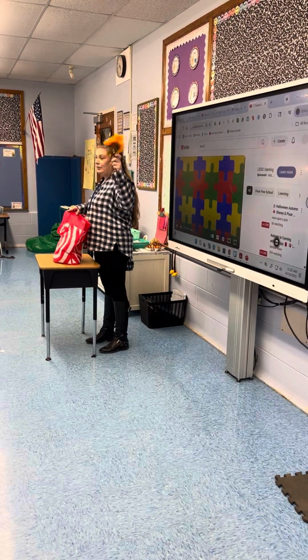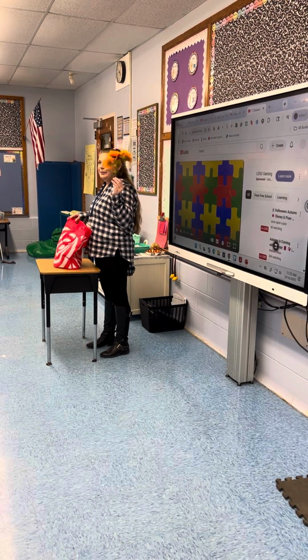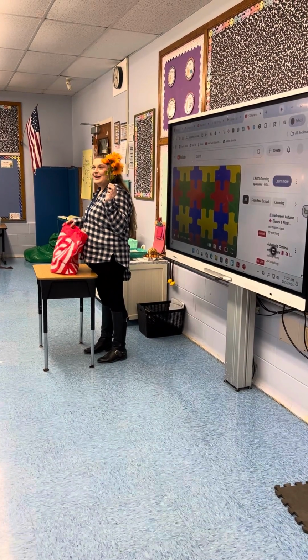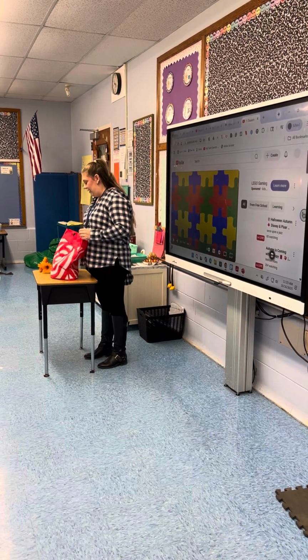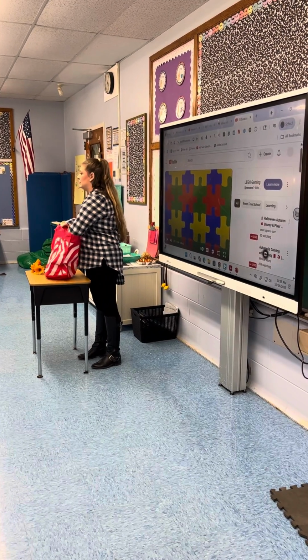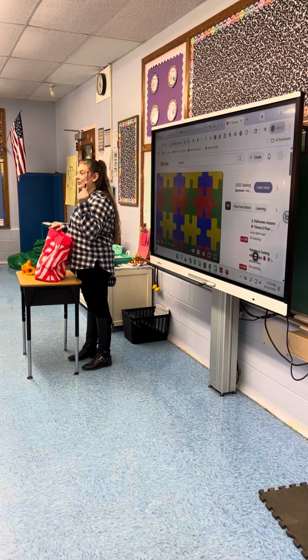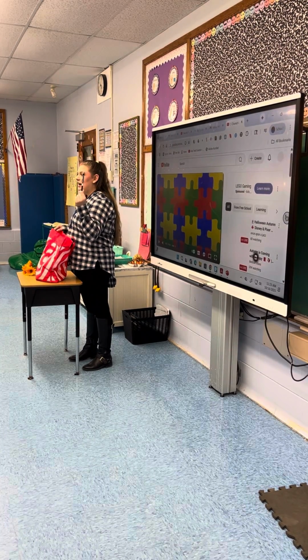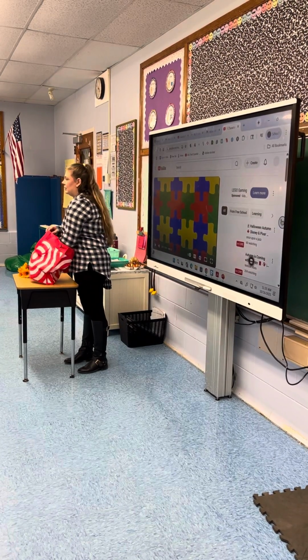We have a flower. Would this be biotic or abiotic? Biotic, good. So a flower would be biotic. All right, let's see what's next. What about a pen? Andromi? Abiotic, good. A pen is not alive. Good job.